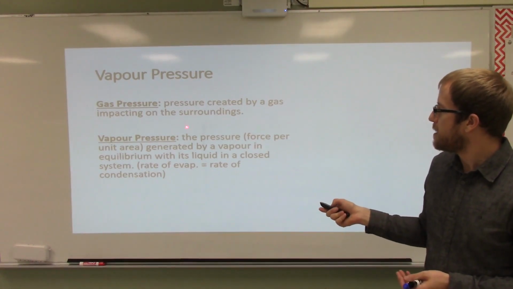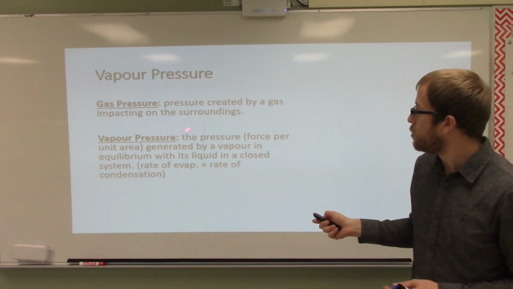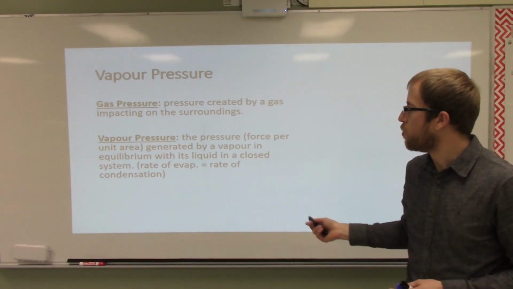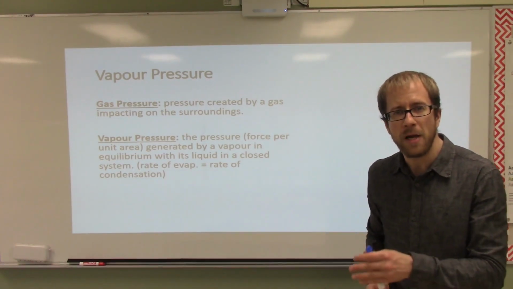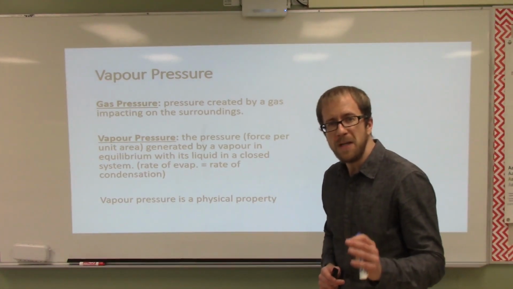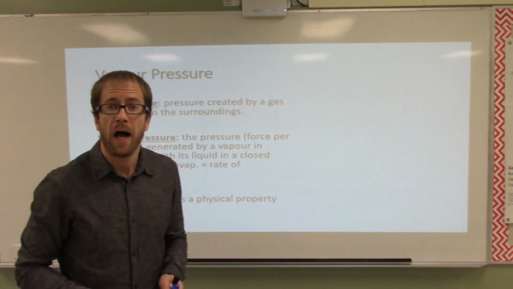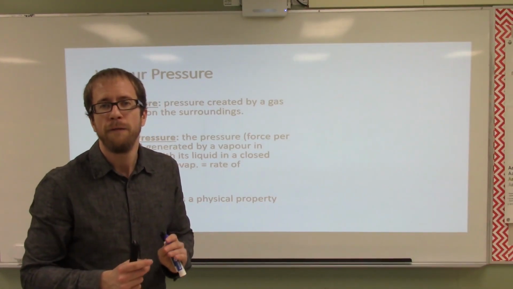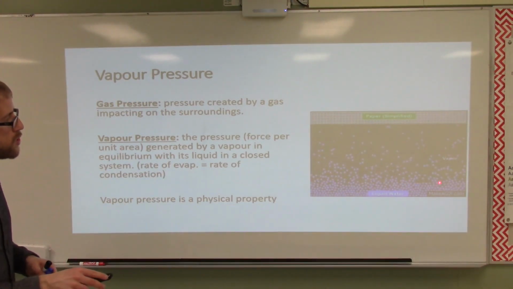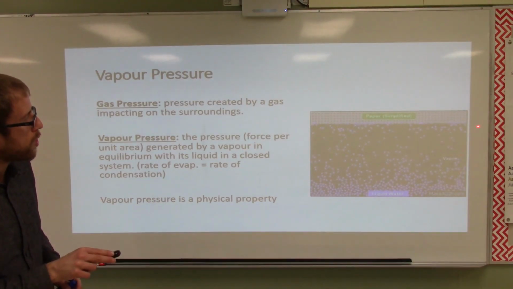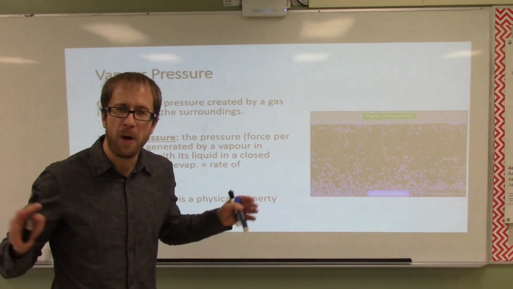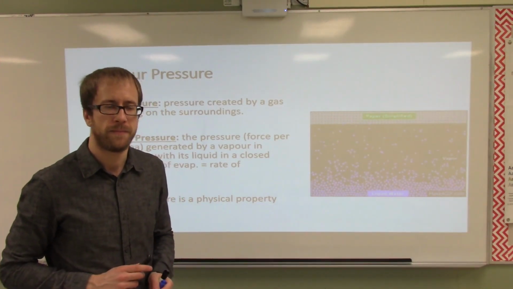Vapor pressure is the pressure, the force per unit area, generated by a vapor in equilibrium with its liquid in a closed system, right? Where your rate of evaporation is equal to your rate of condensation. And this is a physical property, which means that it is something that is constant for any substance at a given temperature. So again, as your substance evaporates, it's going to hit the walls of your container and thus exert a pressure on them. And that pressure is going to be vapor pressure.